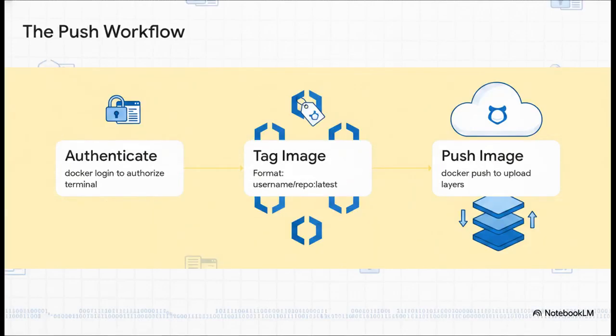Now, what if you're on the other side of things? You've built a custom image locally and you want to upload it. Well, here is the exact sequential workflow you need. First, you've got to authenticate your terminal by typing docker login and tossing in your Docker Hub credentials. Second, you have to use the docker tag command, and you must format this tag perfectly. It's your Docker Hub username, a slash, the repository name, a colon, and then the version tag, something like latest. Finally, once it's tagged correctly, you type docker push, followed by that exact tag name.